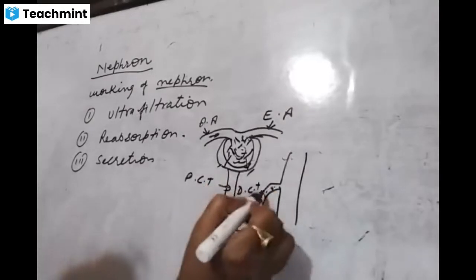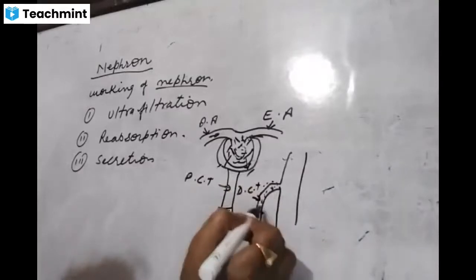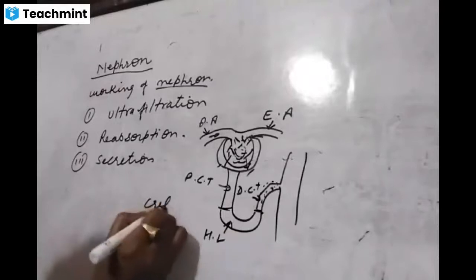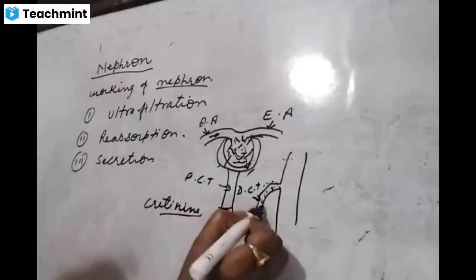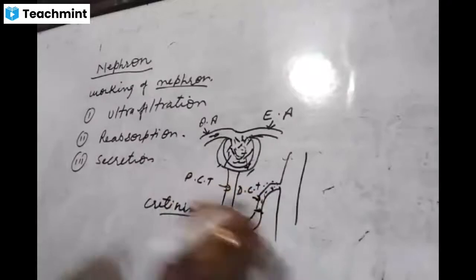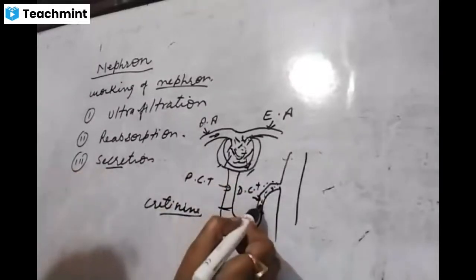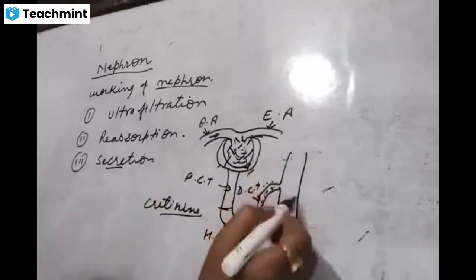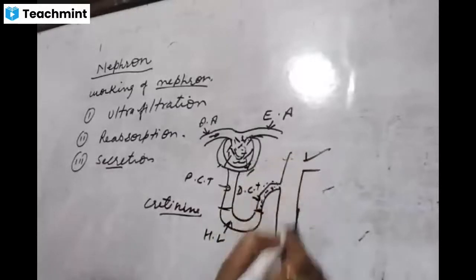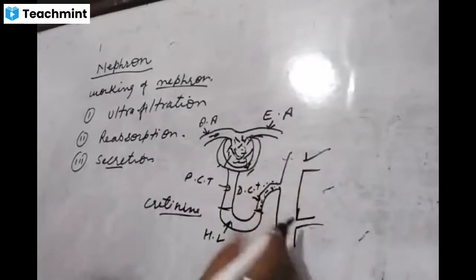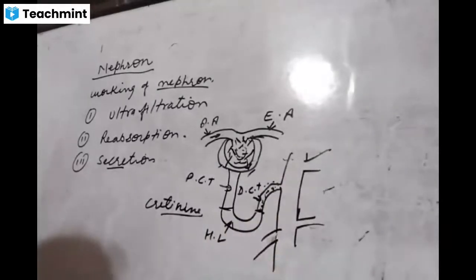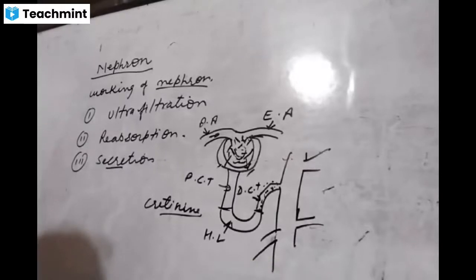So from the cells of this convoluted tubule, some waste material, creatinine, this substance is poured there by the process of secretion in the distal convoluted tubule. And from the distal convoluted tubule, the waste material comes into the collecting duct. In one collecting duct, many distal convoluted tubules open. This collecting duct opens into the large duct, and finally it comes through the ureter into the bladder where it is stored.